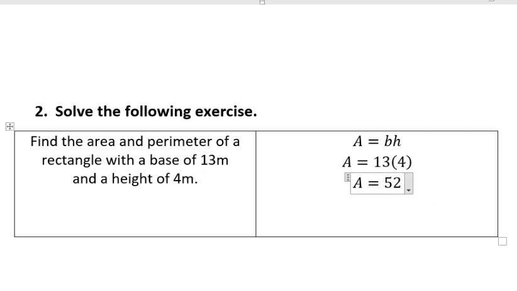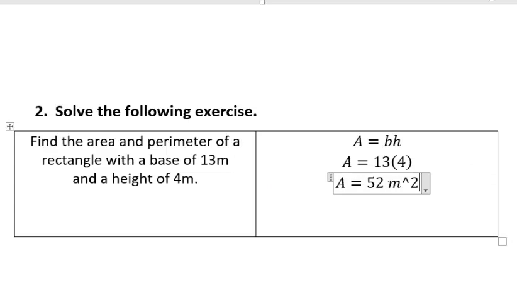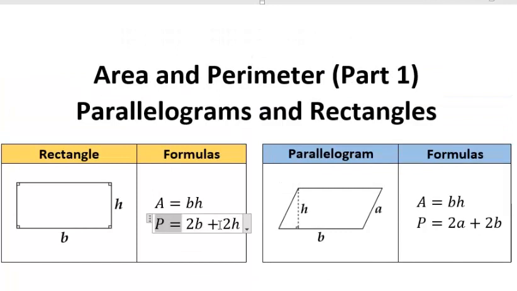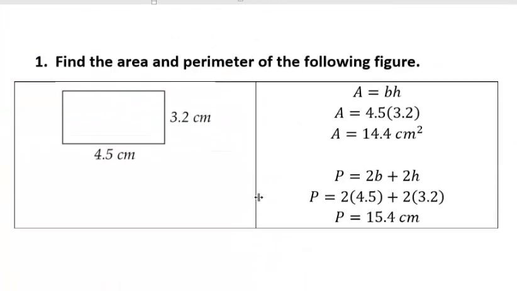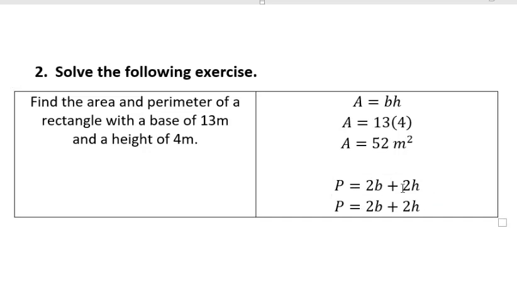Because the units are meters, then I'm going to put M, and I need to put that squared. Okay, M to the power of 2. Okay, that will be the area. Next, I'm going to find the perimeter, so I'm going to use the formula for perimeter. Perimeter will be twice the base plus twice the height. The base in this case will be 13 and the height will be 4.